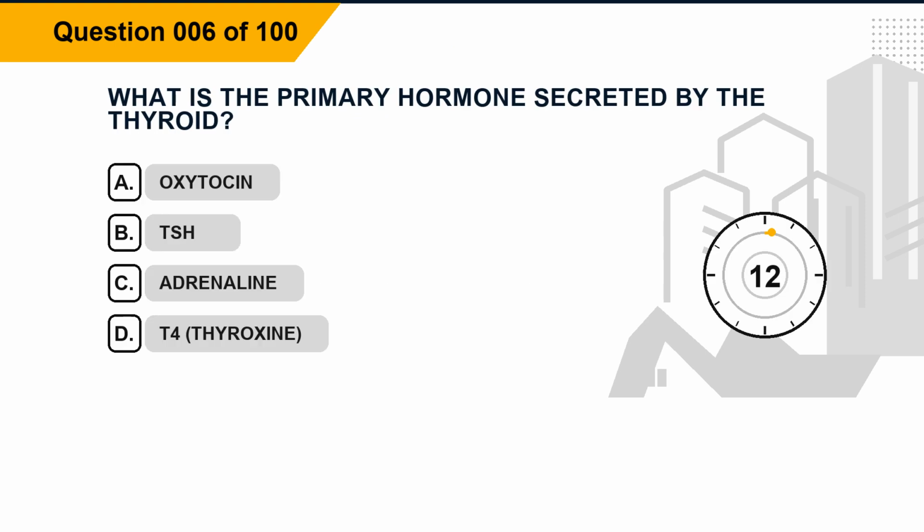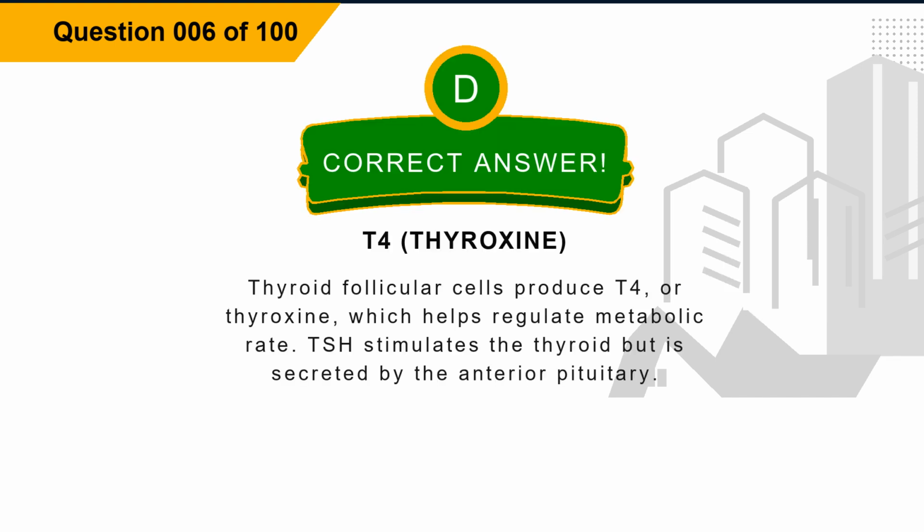Question 6. What is the primary hormone secreted by the thyroid? Option A. Oxytocin. Option B. TSH. Option C. Adrenaline. Option D. T4, thyroxine. The correct answer is option D.